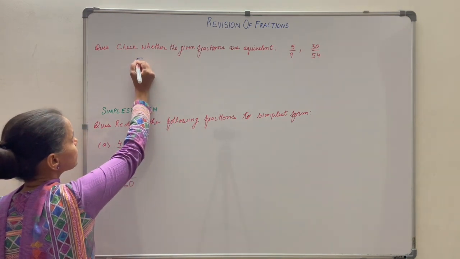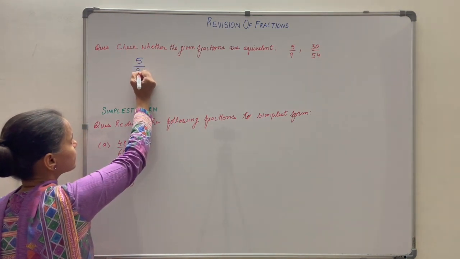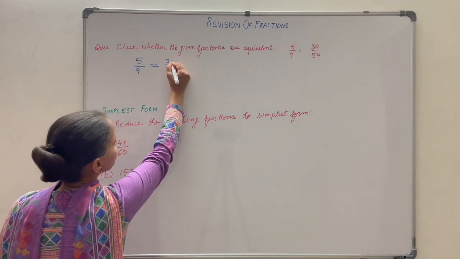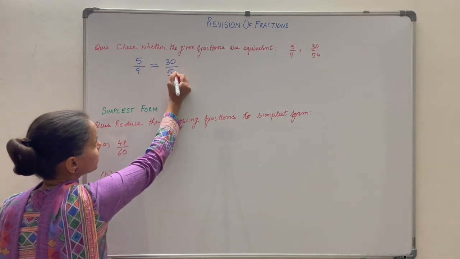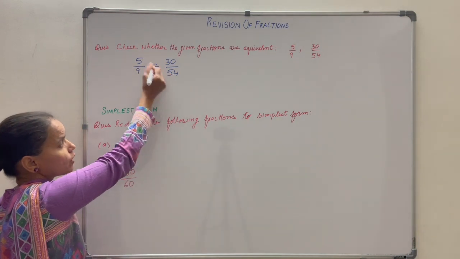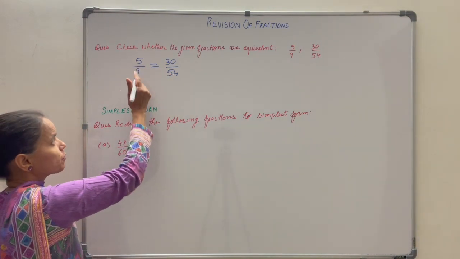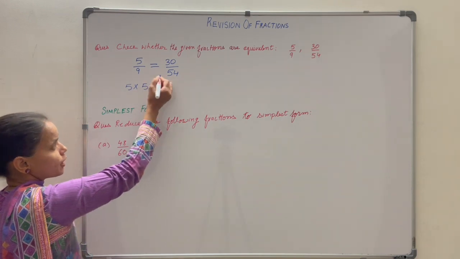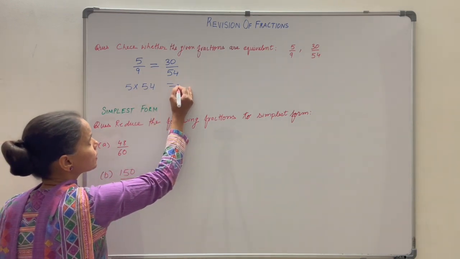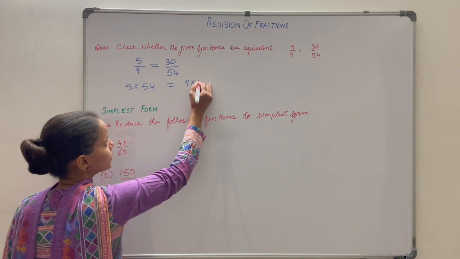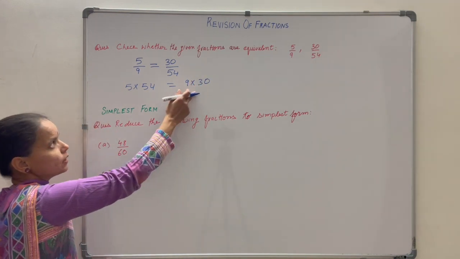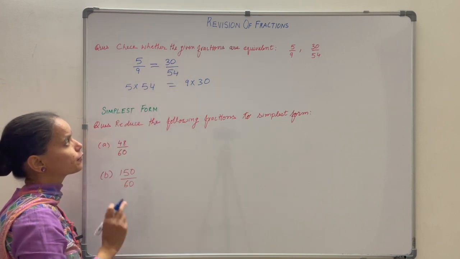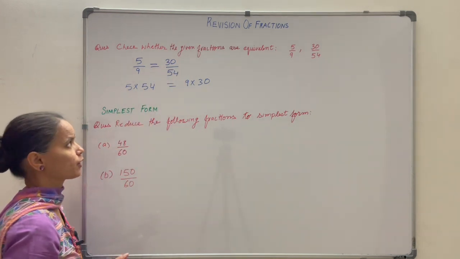So let us see, is 5 by 9 equal to 30 by 54? One method is cross multiplying. When you cross multiply, 5 into 54 should be equal to 9 into 30. If this is equal, then we say that 5 by 9 and 30 by 54 are equivalent fractions.